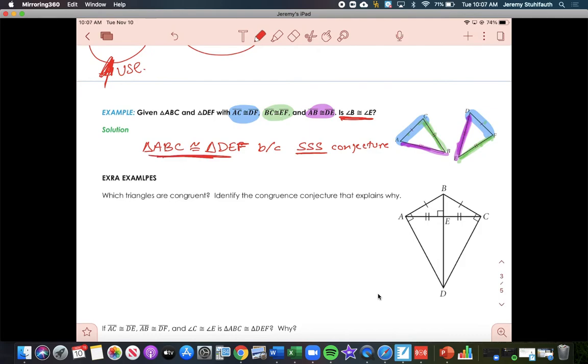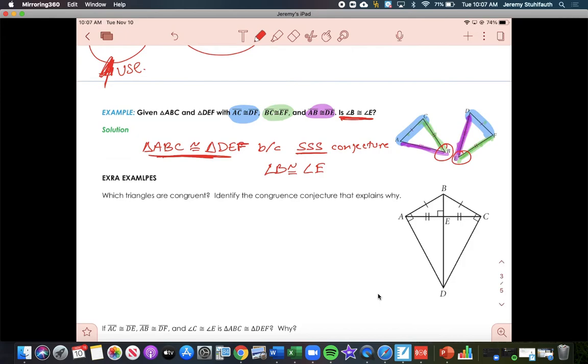If the two triangles are congruent, that means that we can say corresponding angles are congruent. So angle B corresponds with angle E, so angle B is congruent to angle E. You could also say angle A is congruent to angle D, and angle C is congruent to angle F.